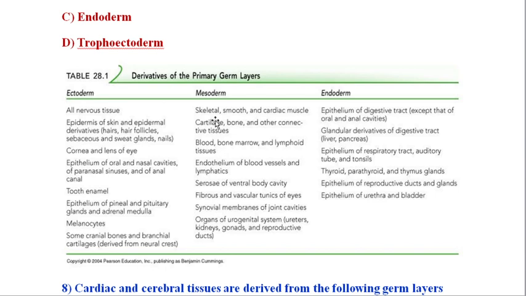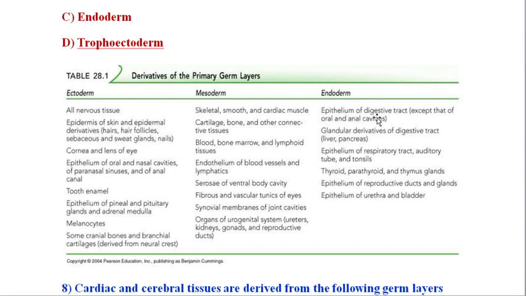Whereas from mesoderm, skeletal muscle, smooth muscle, cardiac muscle, cartilage, bone, and other connective tissue, blood, bone marrow, lymphoid organs, endothelium of blood vessels and lymphatics, serosa of ventral body cavity, fibrous and vascular tunics of eye, synovial membrane of joint cavities, and the organs of the urogenital system like ureter, kidney, gonads, and reproductive ducts will be produced from this particular germ layer called mesoderm.